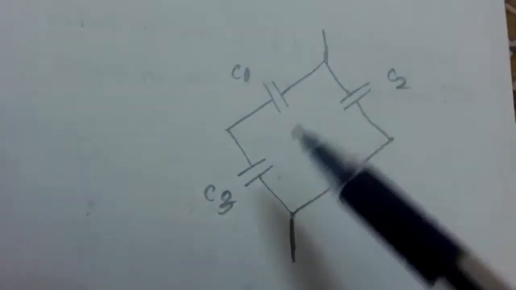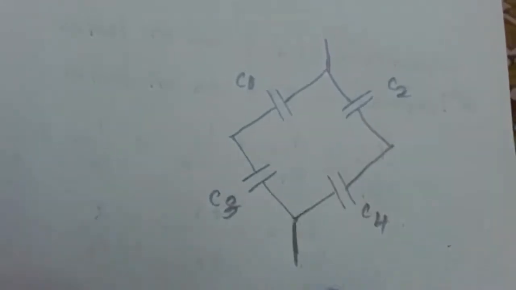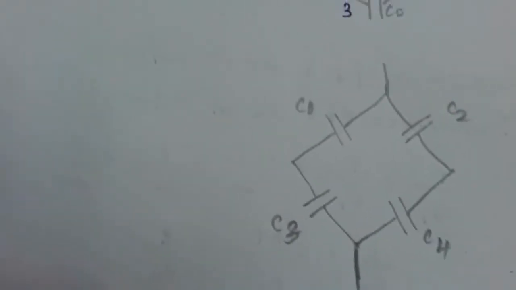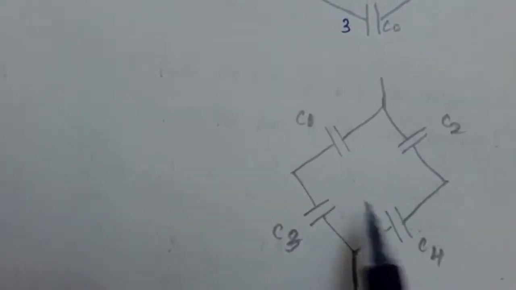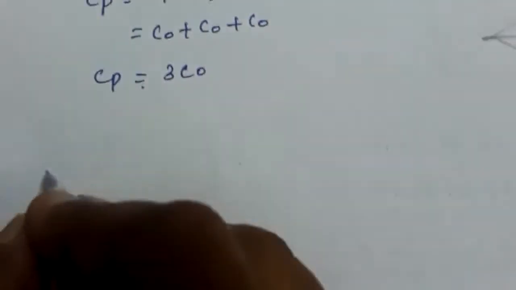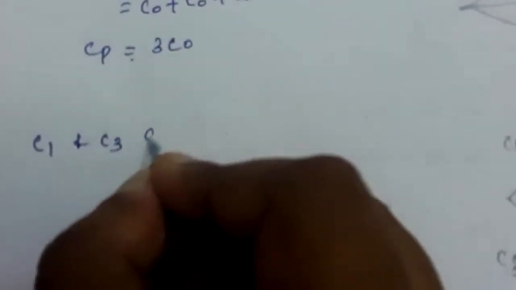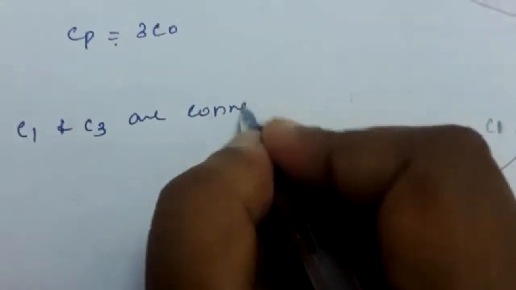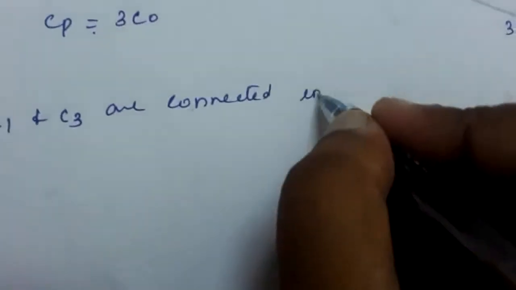Now the next diagram. Here 4 capacitors are connected like this. Now this is named as C1, C2, C3, C4. Now we'll go for finding the equivalent capacitance. Here these two are connected in series. These two are connected in series. If you draw a straight line, these two are connected in series. So we can write C1 and C3 are connected in series.